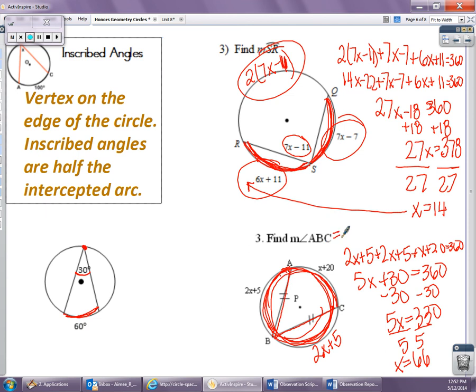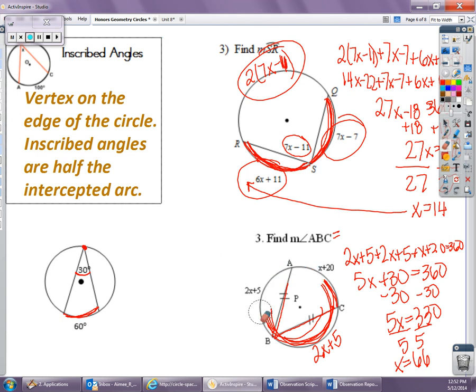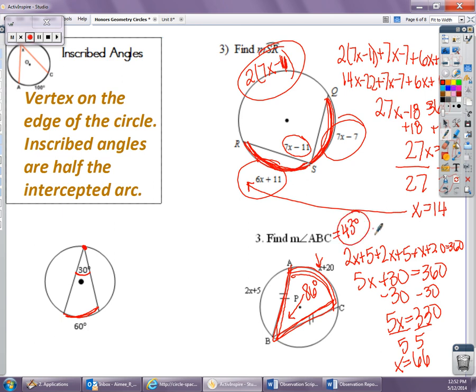If I want to find the measure of ABC, then I have to go back to my figure, and if I look at this, I notice that they want me to actually determine what that inscribed angle is. So if I want the inscribed angle ABC, then I'm going to have to find this arc first. So I'm going to plug 66 in here, and I get that this arc is 86 degrees. So if the arc is 86, the inscribed angle is half of that, which is 43 degrees.